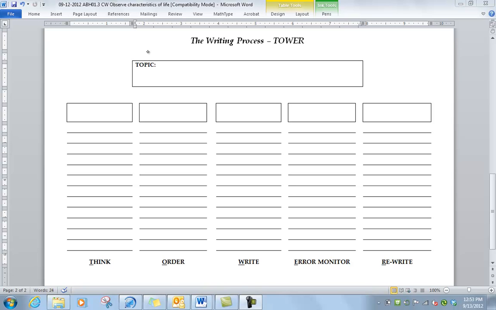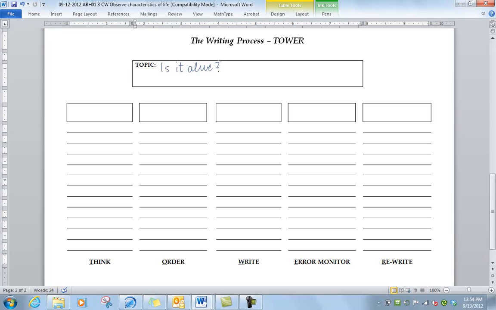The focus of this assignment is on persuasive writing, and your goal in this assignment is to persuade the reader, namely your other classmates and myself, that one of the objects you've just observed is indeed alive. So that's going to be the topic of our paragraph for this assignment. So I'm going to write in my topic box here, is it alive?